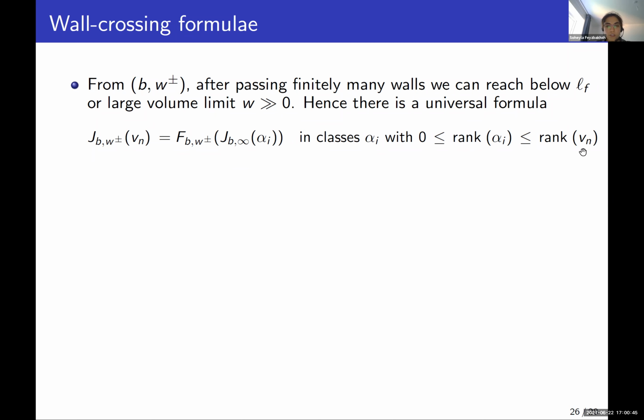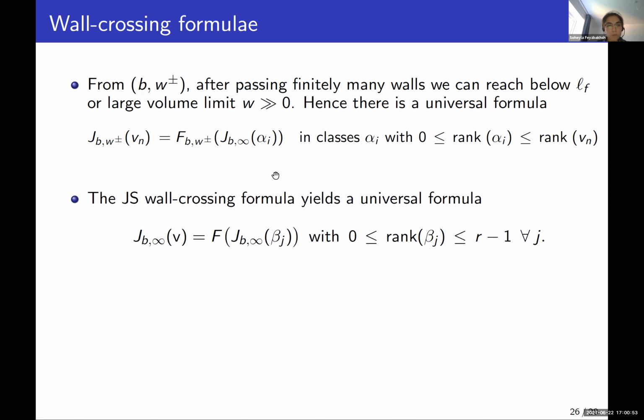Okay, now if we rearrange this Joyce-Song wall-crossing formula and replace JBW plus of Vn with this expression, we immediately get that JB infinity of V can be written by a universal formula in terms of JB infinity of beta j's, where the rank of these beta j's is less than or equal to R minus one.